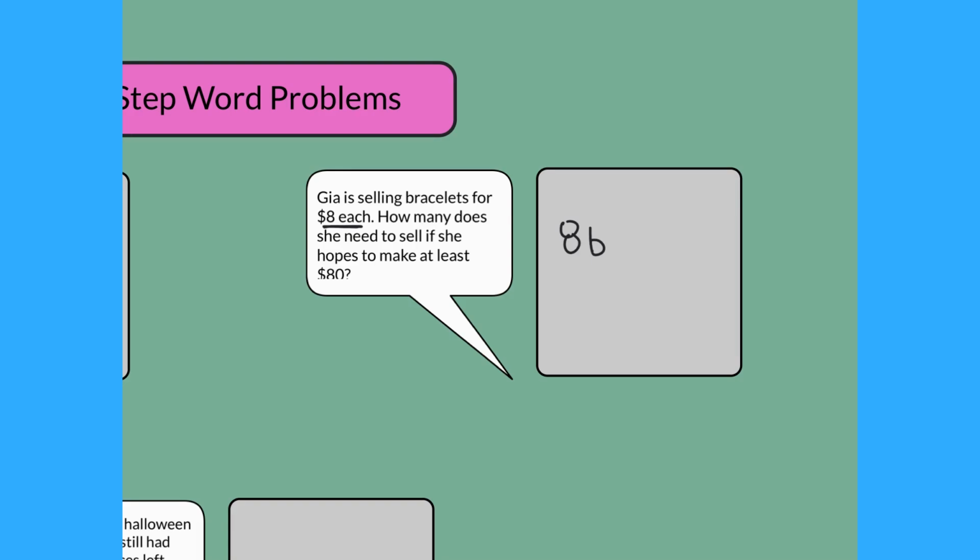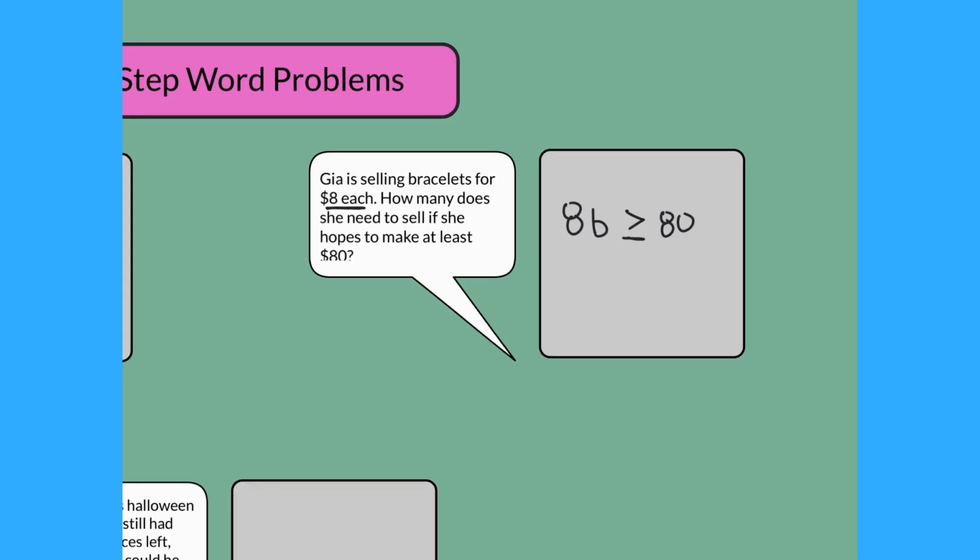How many does she need to sell if she hopes to make at least $80? So I need my 80. She wants to make at least $80. So she could make 80, but 80 is the least. So really she wants to make more than or equal to $80.